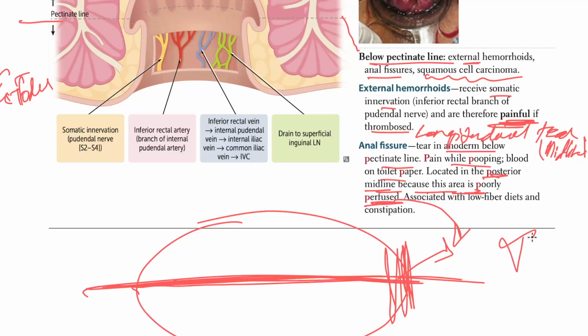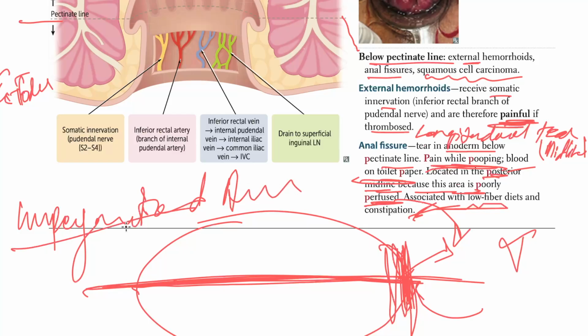That's why when you give the treatment, you want to relax. You want to give some relaxant or vasodilators to get the blood here, which is going to heal that fissure. But again, it's a painful thing. Pain while pooping, toilet paper, you have this blood. What else? Associated with a low fiber diet, which is going to cause constipation, that's the risk factor to that.